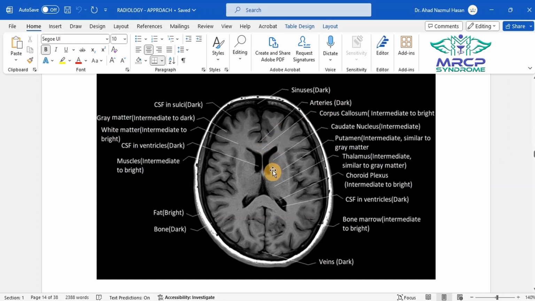So what is the name of this structure? This one? Ventricle. Caudate. Yes, this is the caudate nucleus. And this one? Globus. Yes, this is the globus pallidus, and this portion is also known as the putamen. So putamen and caudate nucleus. So what should be the color of caudate nucleus in T1? Isodense. Yes, it can be considered as isodense. And in case of T2? More hypodense. Yes, it should be more hypodense.